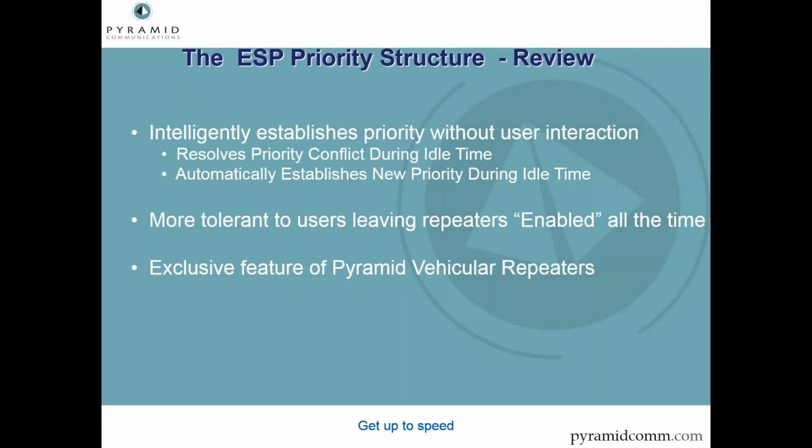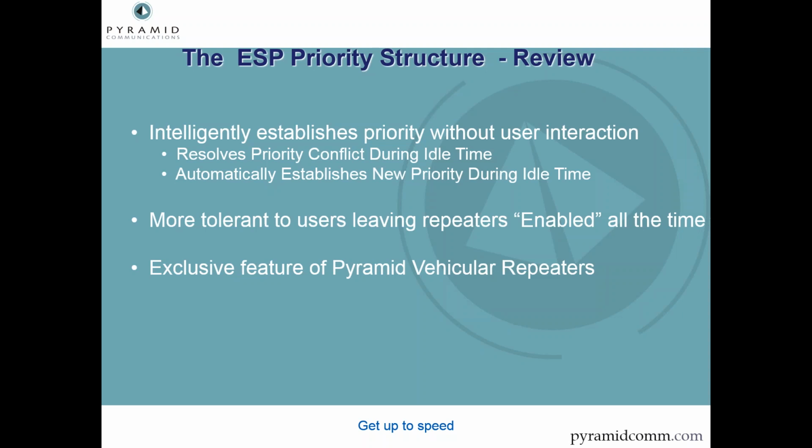Okay, well, that's about all I had to say. I wanted to keep this short and sweet here. Just to wrap up a few takeaways on the ESP structure. It intelligently establishes a priority without as much user interaction. So in other words, if they forget to turn the units off as they're driving around, it resolves that priority during the idle time by using the 10-second beacons.